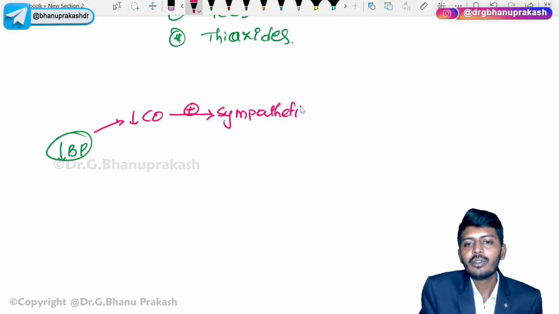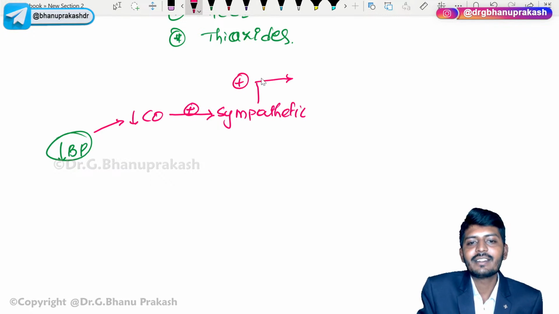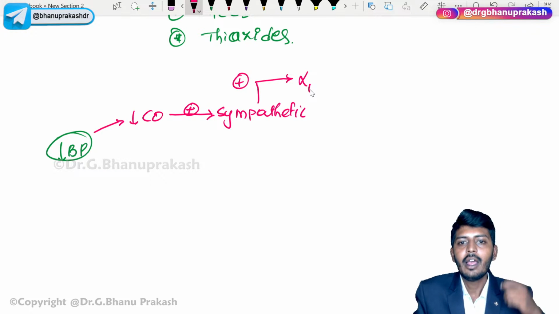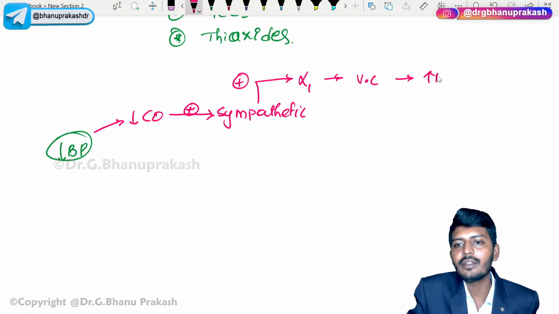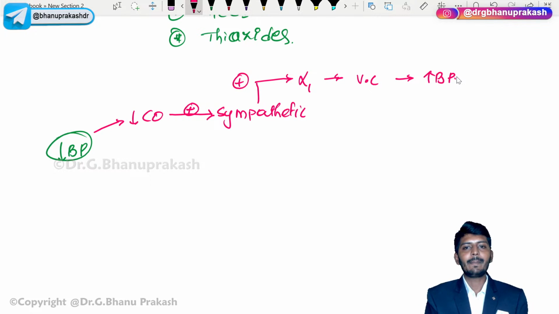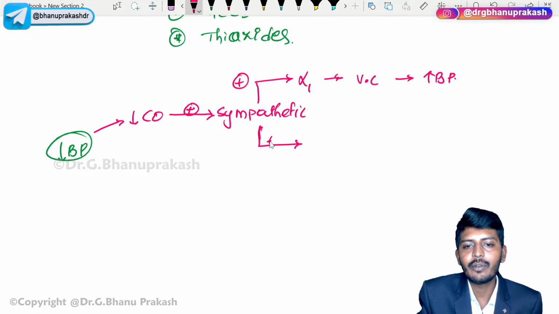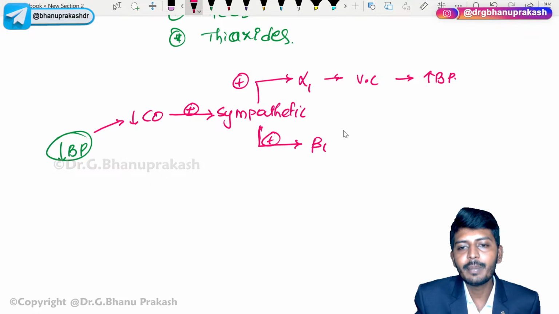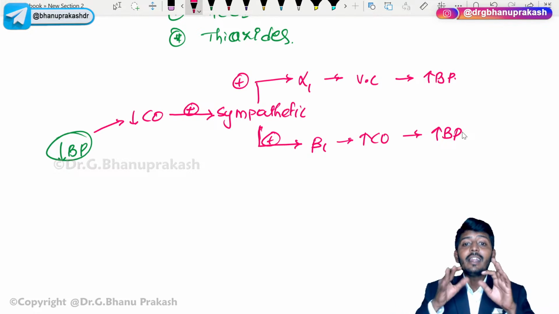If the sympathetic nervous system is activated, it will activate which receptor? Alpha 1 receptor. Alpha 1 receptors are located where? In the blood vessels. So what will happen? There will be vasoconstriction. If there is vasoconstriction, that will lead to an increase of BP. That is one mechanism. But this sympathetic activation, my dear students, will also activate one more receptor called the beta 1 receptor. This beta 1 receptor will cause an increase of cardiac output, and that will also increase the blood pressure.